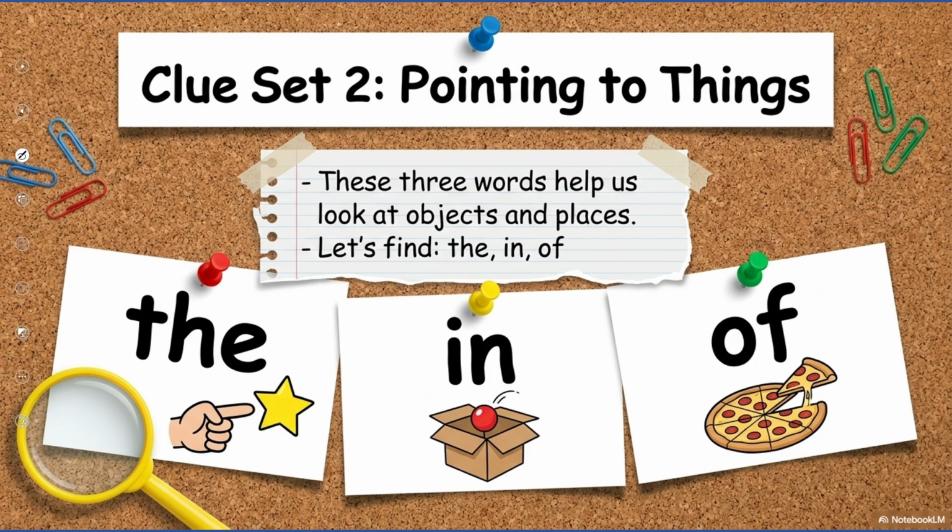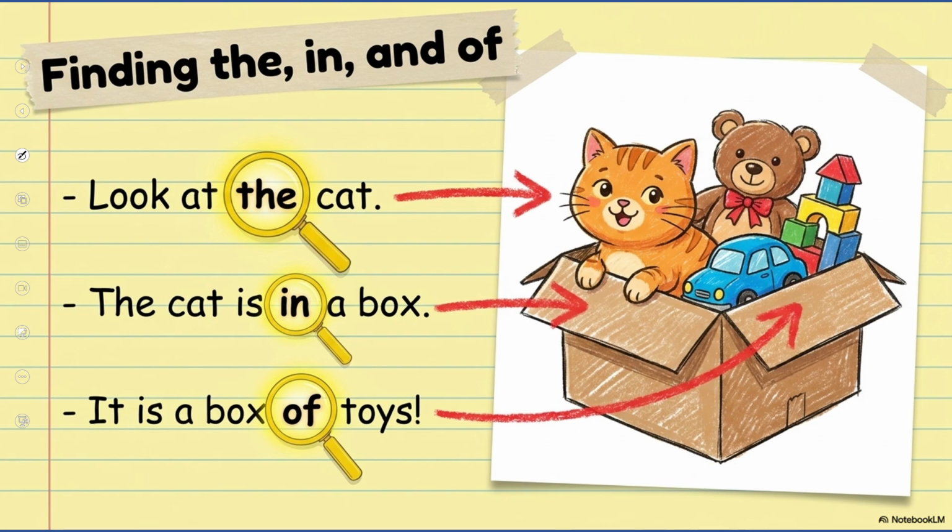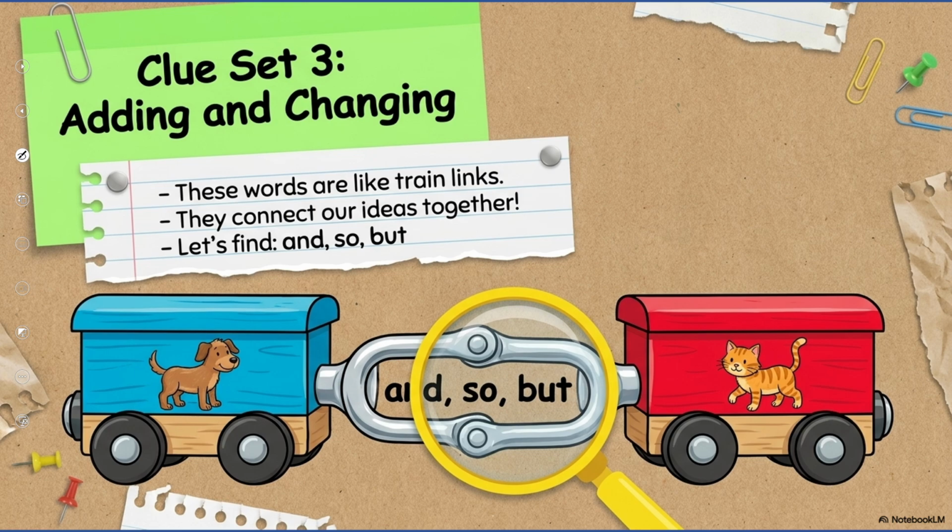Now the other set of common words are those words that point to things. They give you the clue. For example, the, in, of. They are even prepositions, and this is an article. We will be learning all of these in the upcoming classes, but for now these point towards the things. Can you see them? The, in, of. We find them in almost every sentence and they point at things.